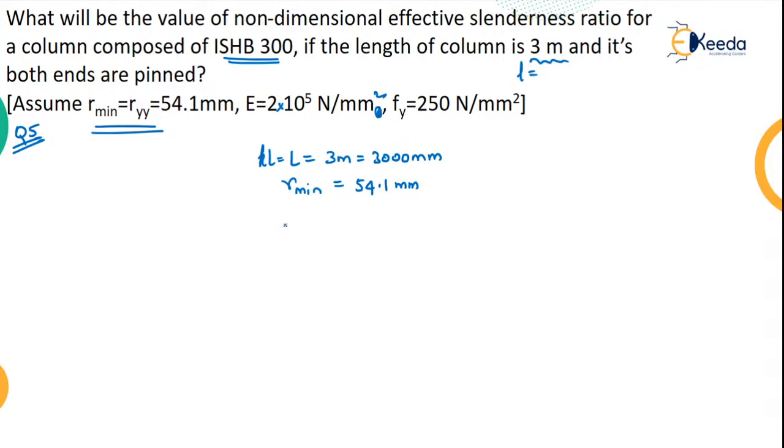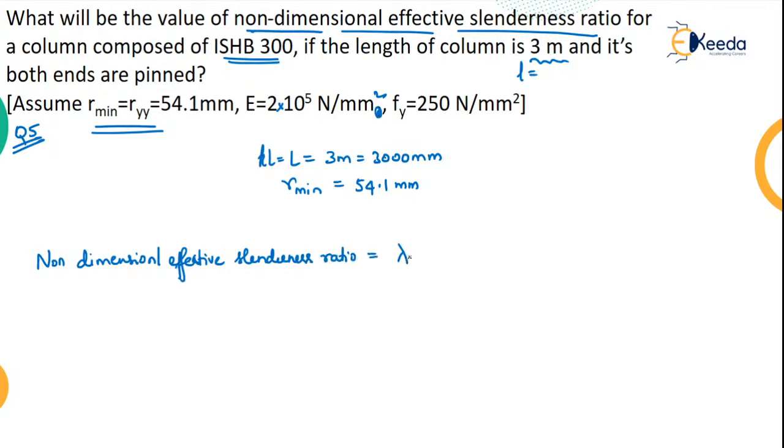Now what do we have to calculate? We have to calculate the value of the non-dimensional effective slenderness ratio. So let me write the formula. What is the slenderness ratio formula? Non-dimensional effective slenderness ratio is nothing but lambda, which is equal to root of Fy by FCC. Again, FCC we'll have to calculate. Fy is given to you in the question.